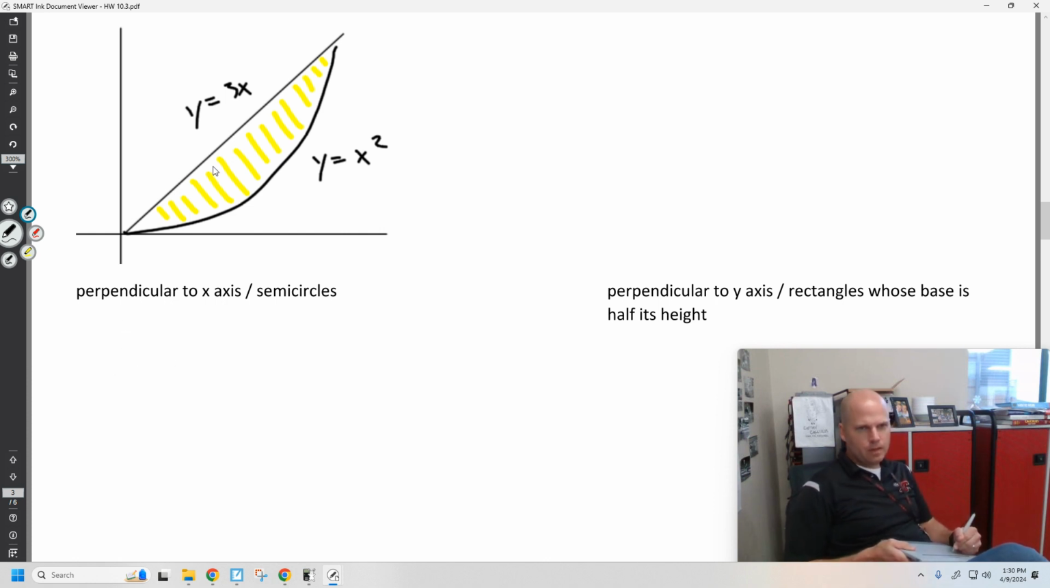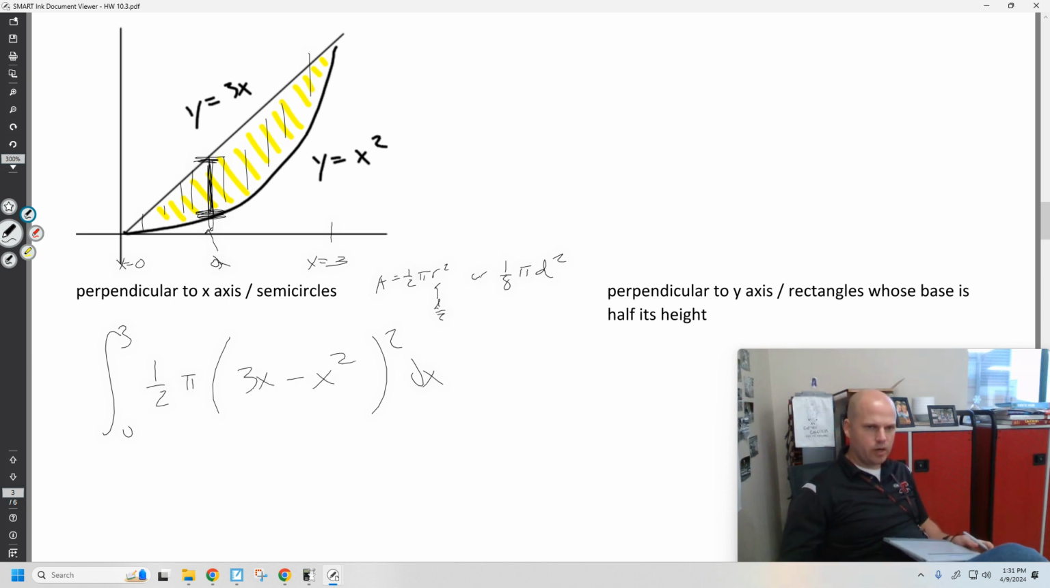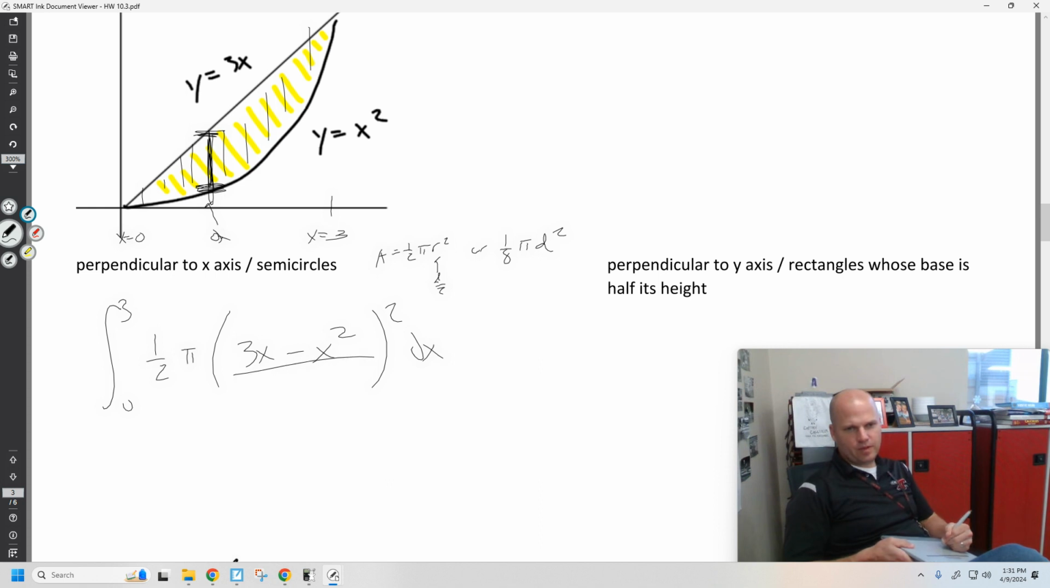I'll give you both options. Perpendicular to the x-axis, we got x equals 0, we got x equals 3. Sum this up from x equals left to x equals right. Semicircle, 1/2 pi r squared, or 1/8 pi d squared, r being d over 2. So I either got 1/2 pi r squared. It's got a very small width, dx. It is a y equals top minus a y equals bottom distance. y equals 3x minus y equals x squared. But that's the diameter. Divide that by 2.